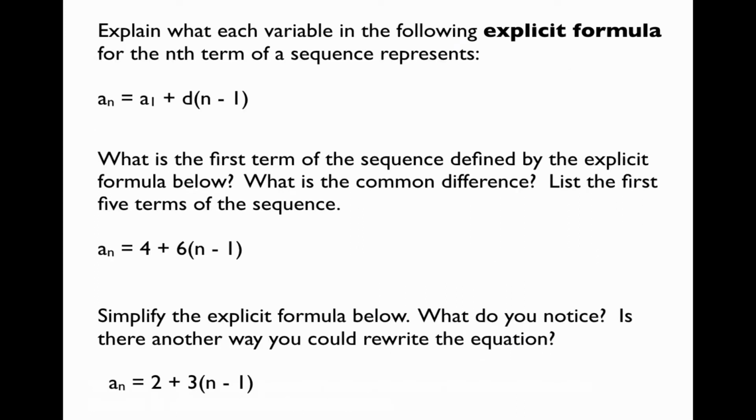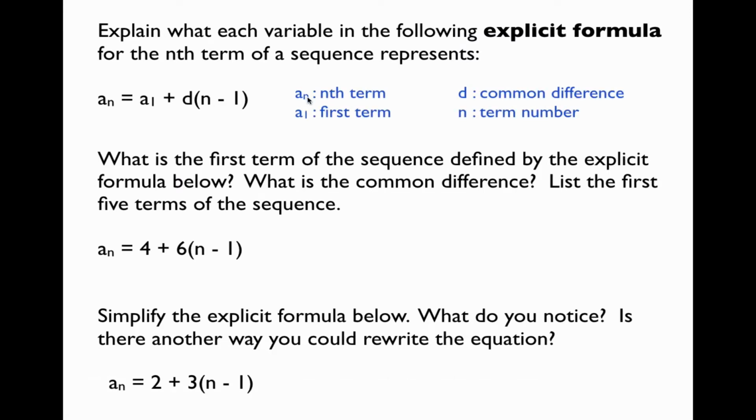All right, let's review what we just saw in that portion of the video. So for this first task, I want you to explain what each variable in the following explicit formula for the nth term of the sequence represents. So we've got four variables here: a sub n, a sub 1, d, and n. So pause the video and just jot down what you think each variable represents. Pause the video now. Let's see how you did.